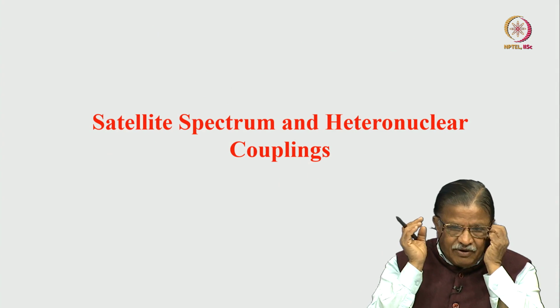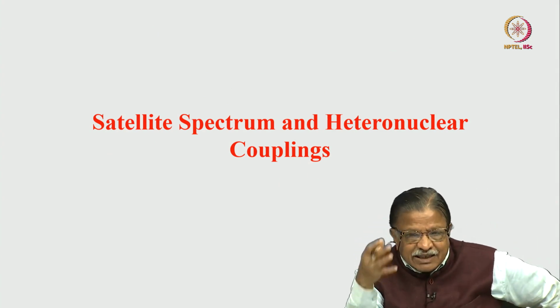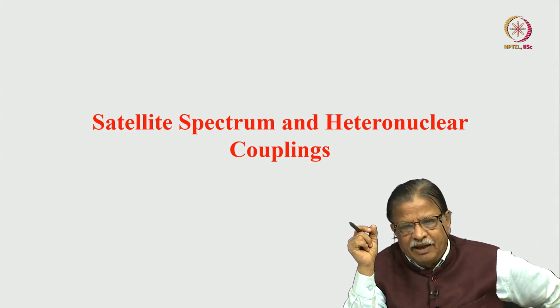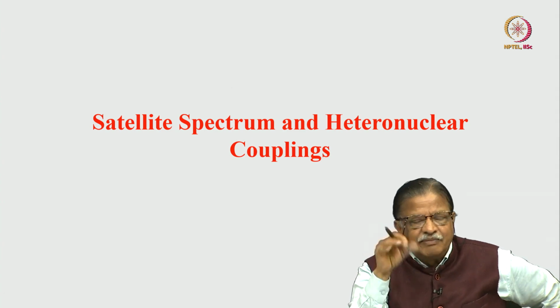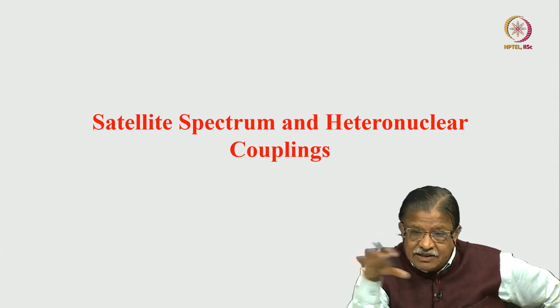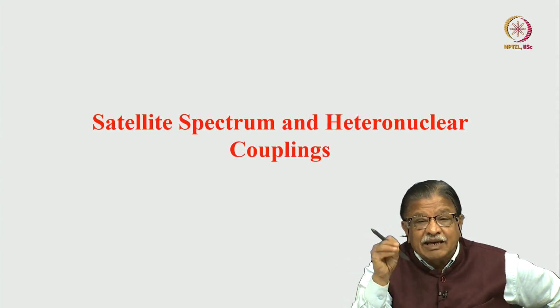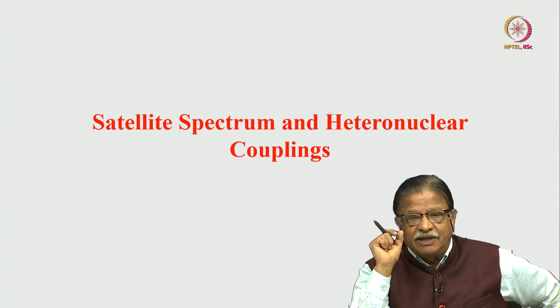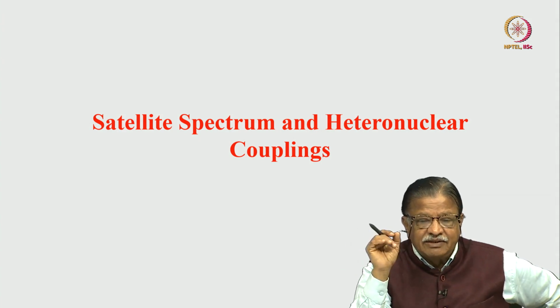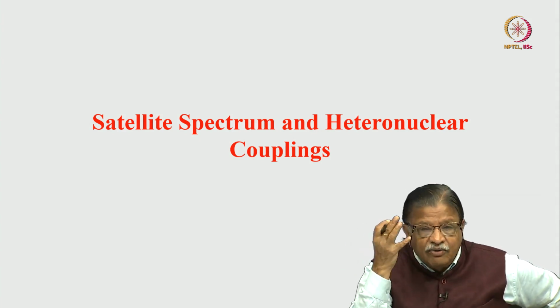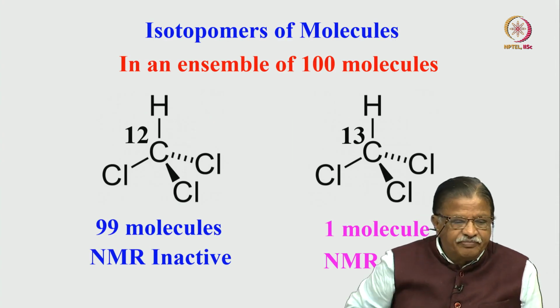With this you have got some idea about how we extract the heteronuclear coupling from the proton spectrum. So far I was considering only abundant spins. What happens when you have less abundant spins like carbon 13, nitrogen 15, silicon, selenium, like that? How do we get the spectrum? We look at it now.